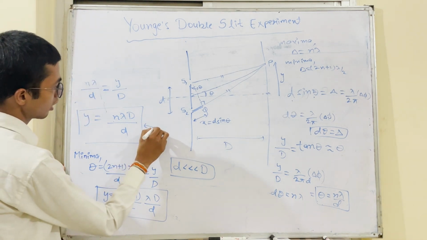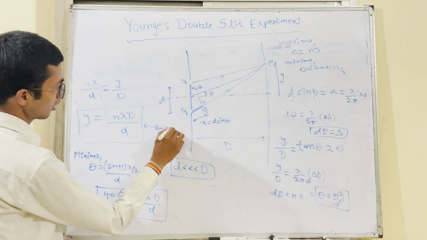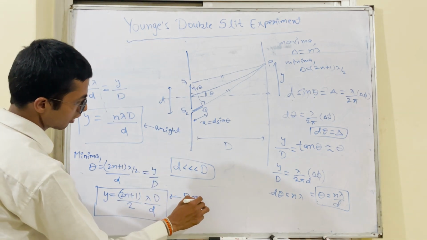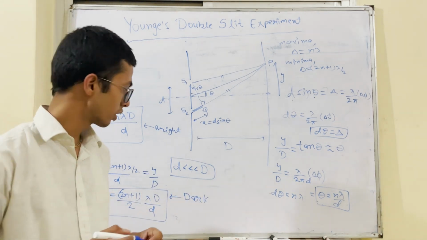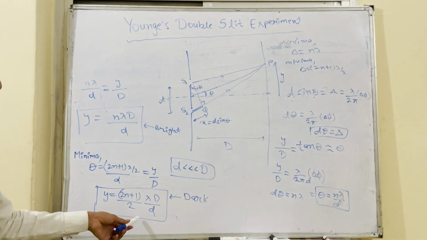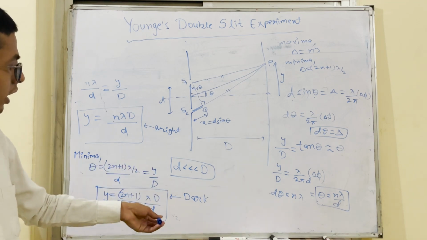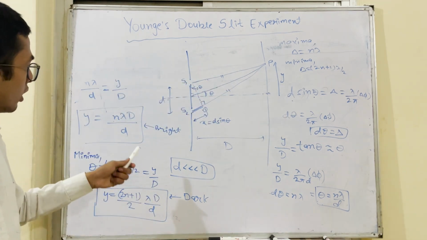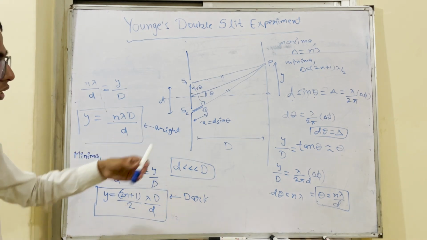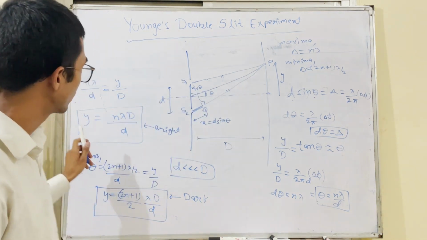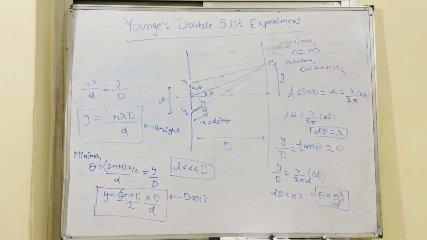This is for bright fringe. This is for dark fringe. So for the nth dark fringe, I can find the distance from the central maximum by this formula. If I want to find the distance of a bright fringe from the central maximum, I can find it by this formula.